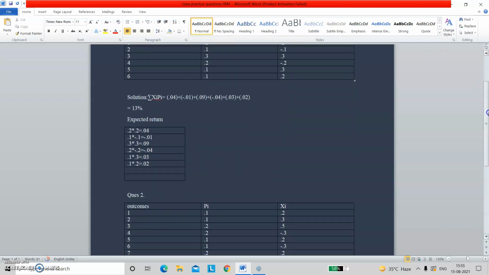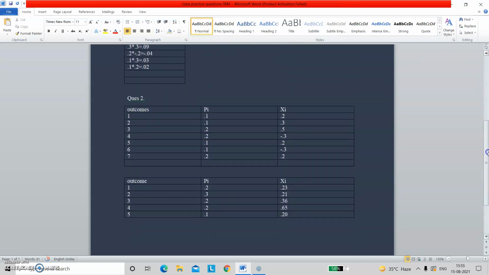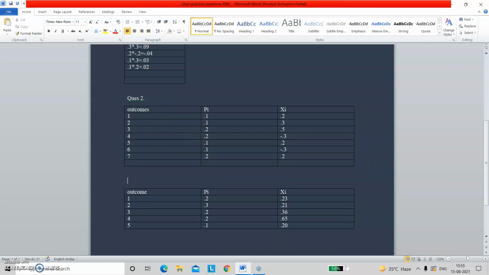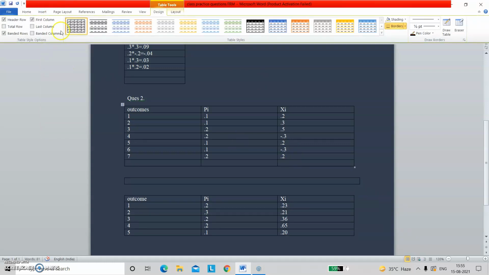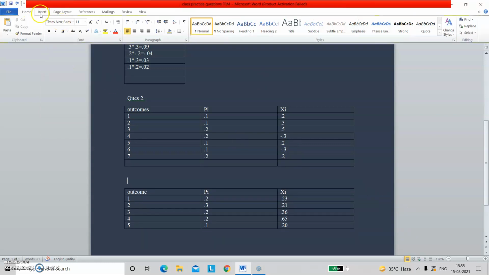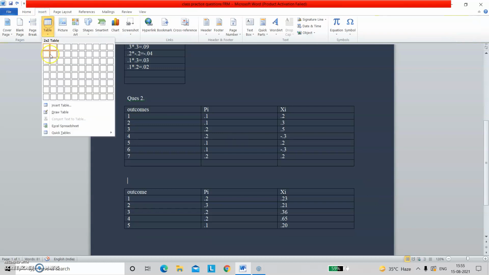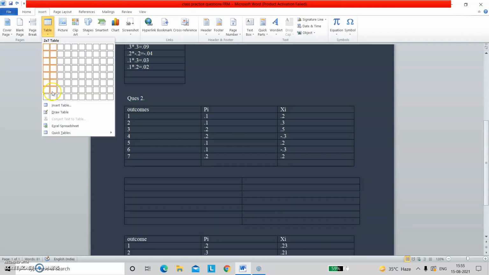Let's do one more example for this, right? We have this question with us. If we talk about this question, we have 7 outcomes, right? And I have the probabilities of the 7 outcomes over here and the individual returns over here, right? Now let's start doing this question again. Let us make a table.